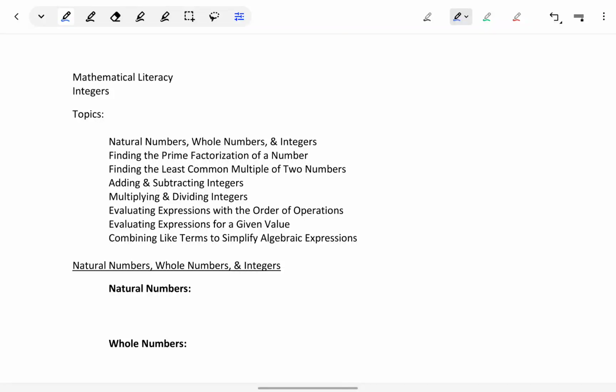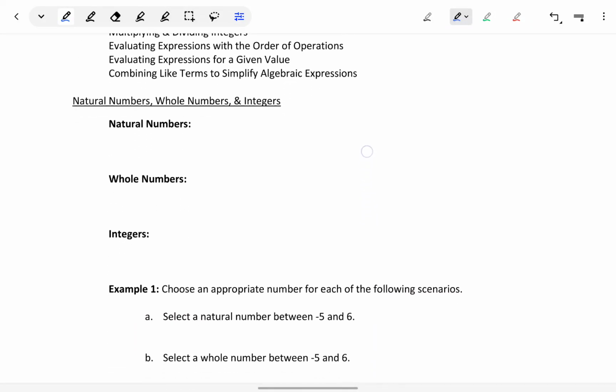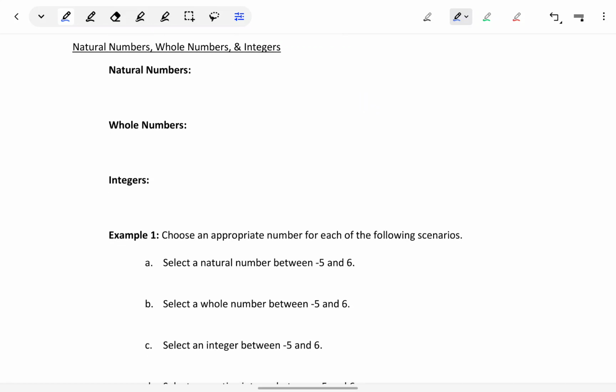We want to begin our conversation by reviewing some language for how we talk about numbers. Specifically, we want to talk about what we mean by the natural numbers, whole numbers, and integers. The natural numbers are often referred to as the counting numbers. So 1, 2, 3, 4, and so on, up to however far we need to count.